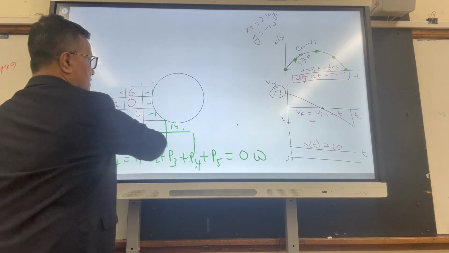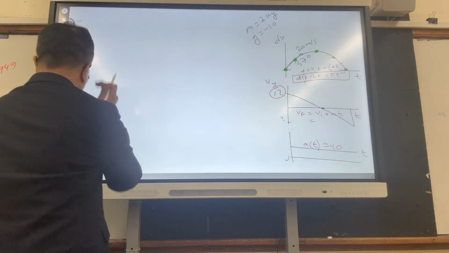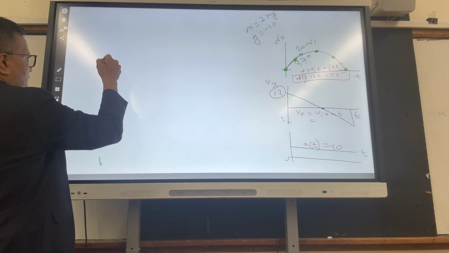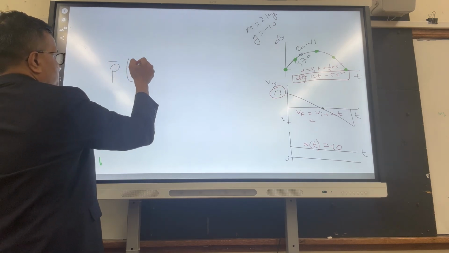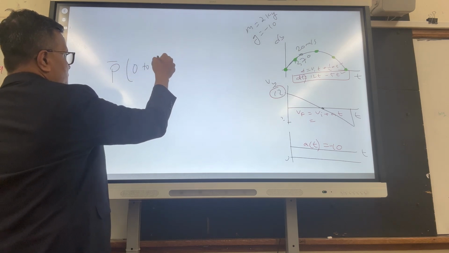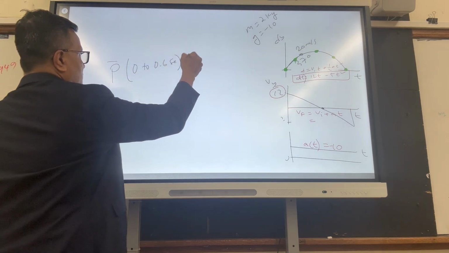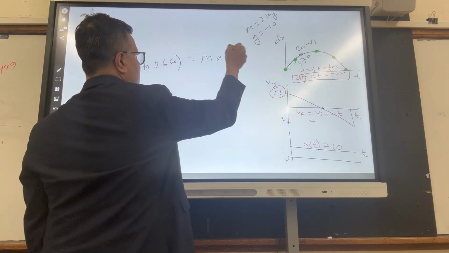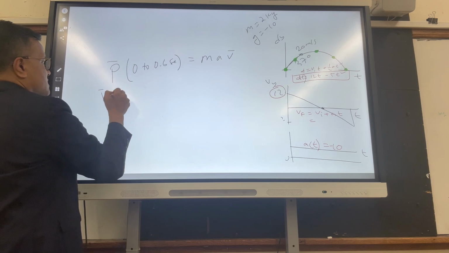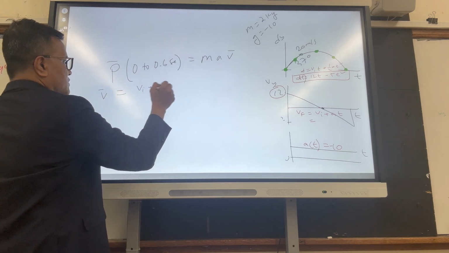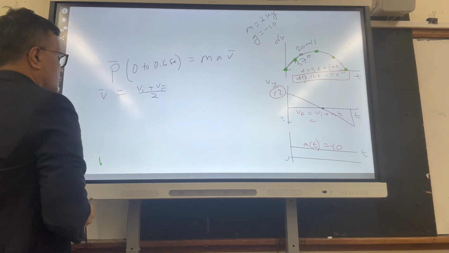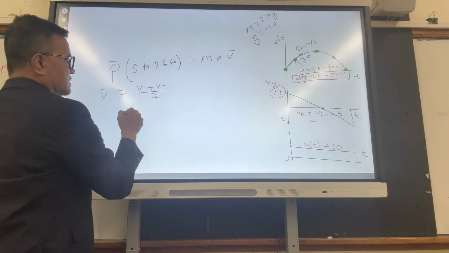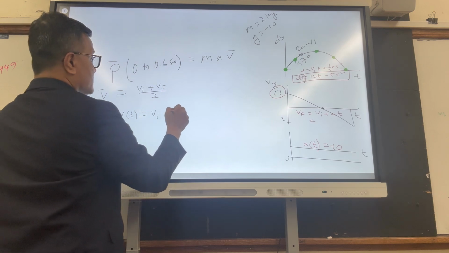Now you're going to see the net power of the average power. So let's find the average power. Average power between 0 to 0.6 seconds, we're going to say ma delta v. Delta v is VI plus VF over 2. Okay, so what is VI? Well, we have a velocity equation. V of t is equal to VI plus at.